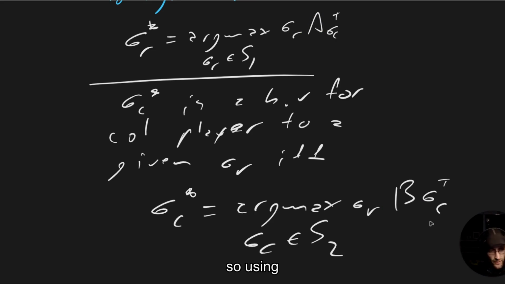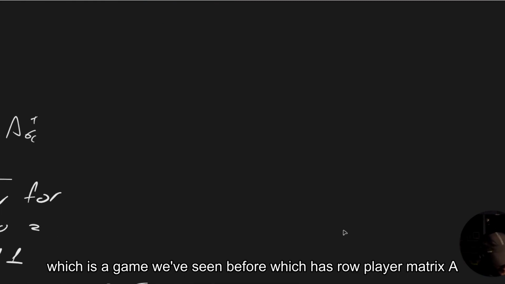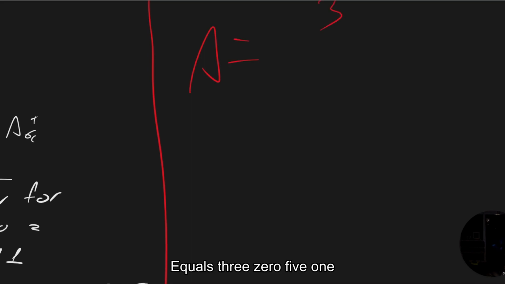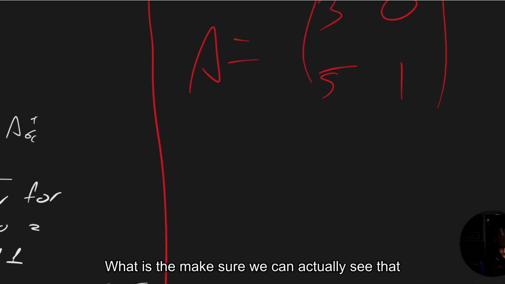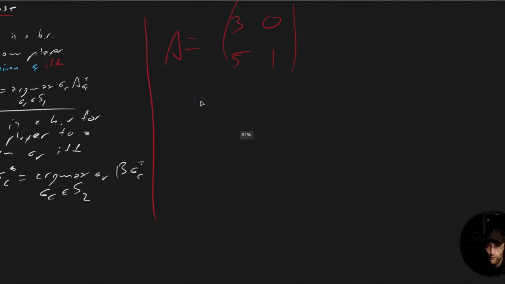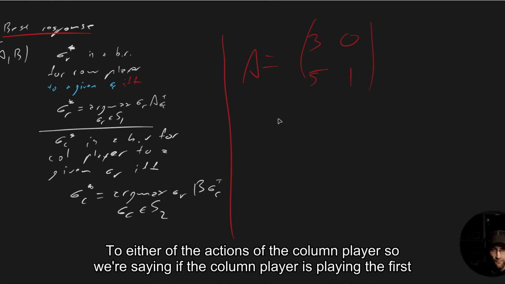So now, using all of that, if we consider the prisoner's dilemma, which is a game we've seen before, which has row player matrix A equals 3, 0, 5, 1. What is the best response to either of the actions of the column player?